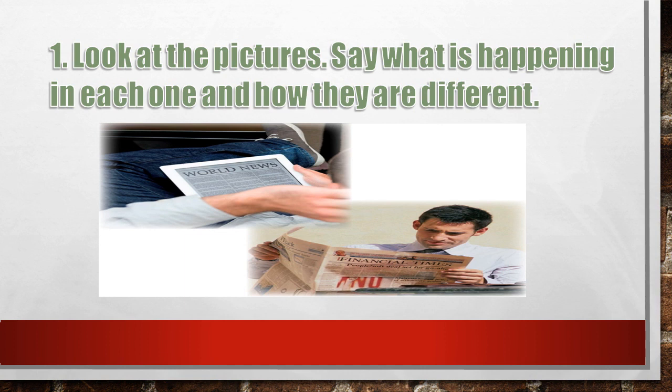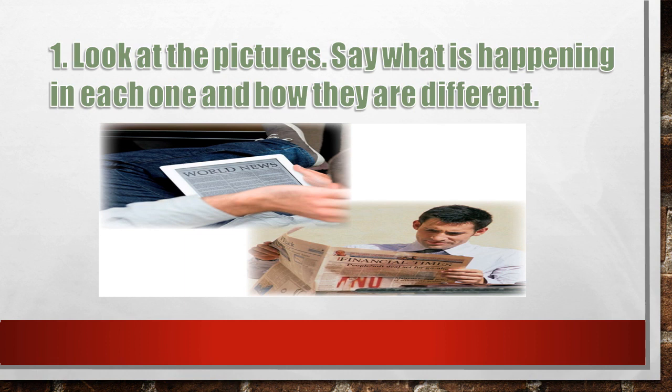Now, in the first picture, we have a person reading news from a website on a tablet. And in the second one, we have a man reading a newspaper. What are the differences between the two pictures? The first one relates to online news, that is getting news from the internet using multiple devices like laptop, mobile phone, television, radio. But the second one refers to the traditional way of reading news from papers.